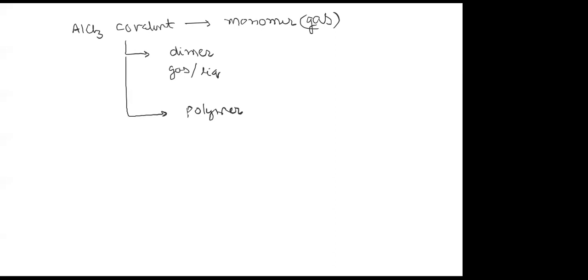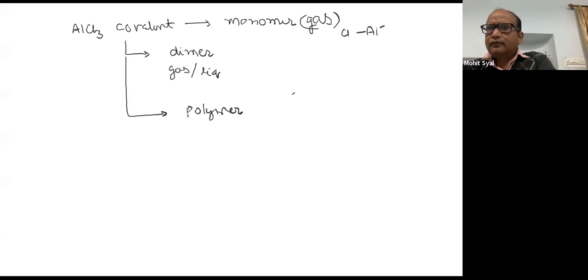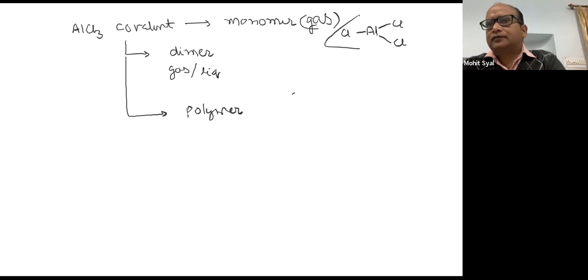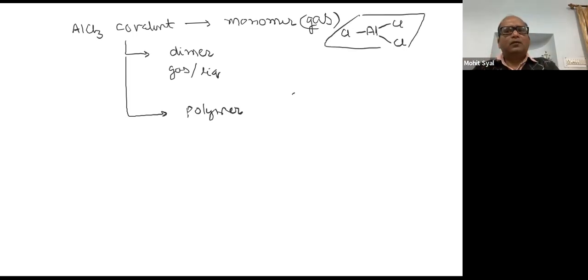Okay, so what are the structures of these? Let's see. Monomer I have already shown you. This exists as a covalent molecule AlCl3. And this is trigonal planar, having 3 bonds at 120 degrees. It is a planar molecule. It acts as a Lewis acid. That's also what we have seen just now, because it can accept an electron pair because it has a vacant orbital.